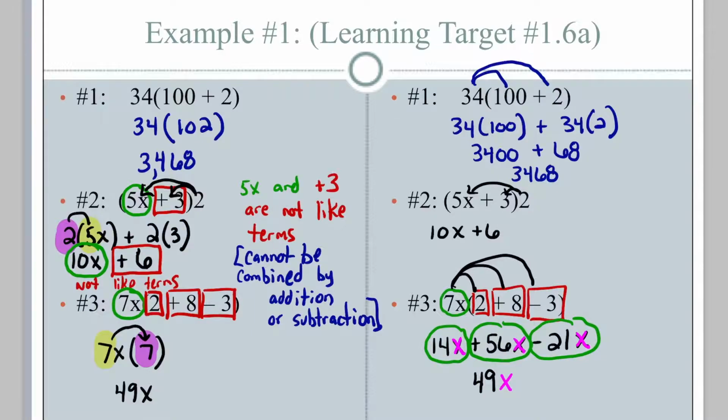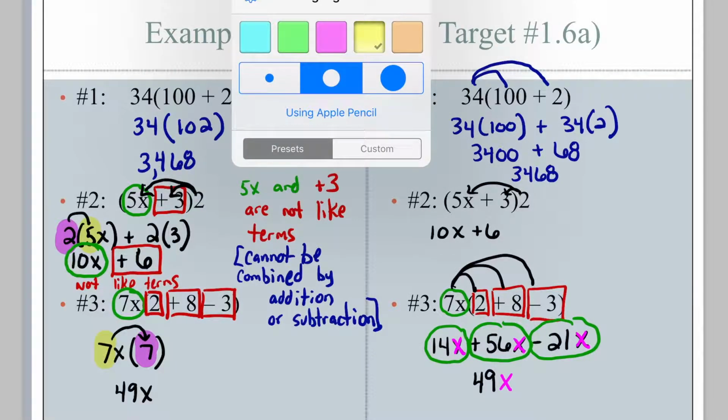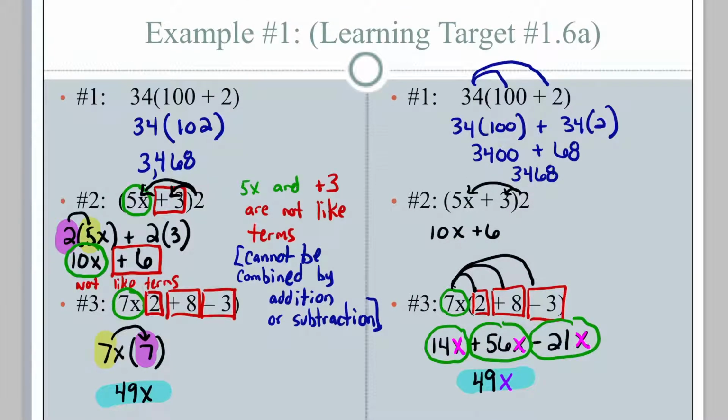Notice finally that despite distributing first or using the order of operations, my two final answers are the same.